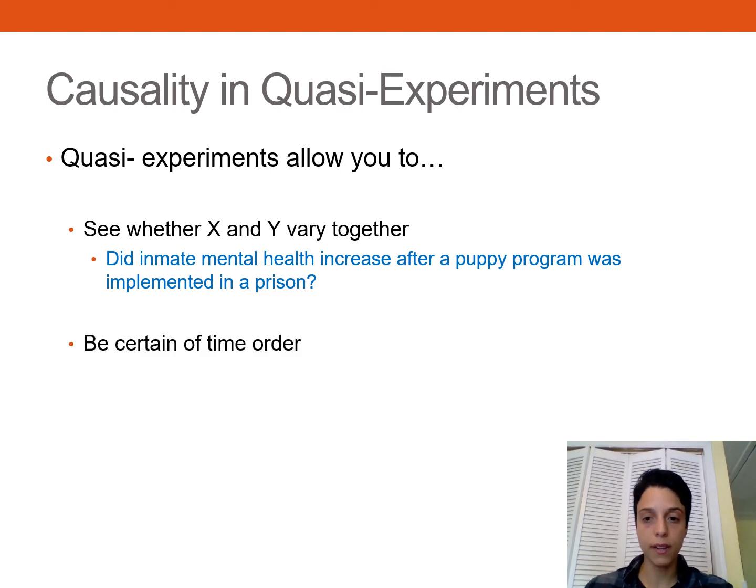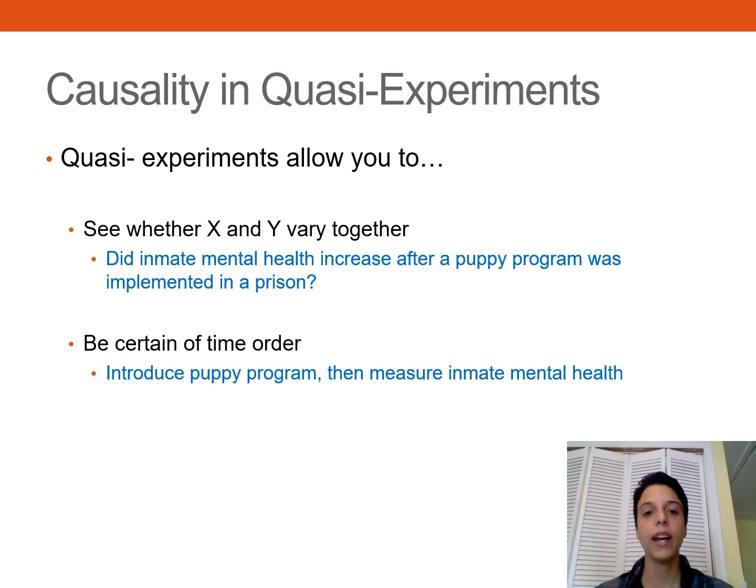We can also be certain of the time order. So here, our whole experimental or quasi-experimental design is based around time order. We are introducing this puppy program and we're measuring mental health afterwards and comparing it to what came before. So we know that the order of things is that we introduced the puppy program and then we saw some change in mental health compared to our baseline before that.